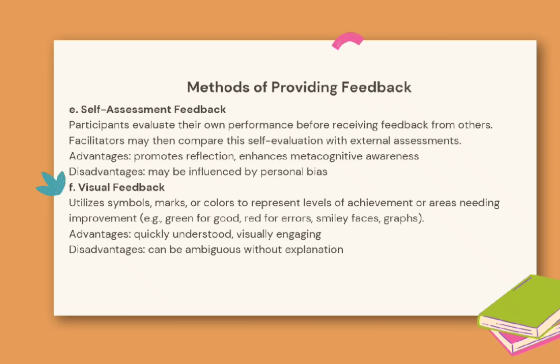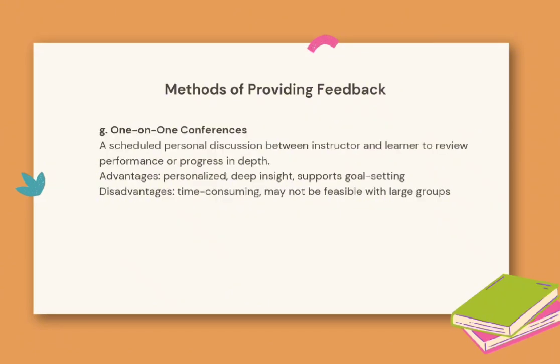Visual feedback utilizes symbols, marks, or colors to represent the level of achievement or areas needing improvement. Green, for example, for good, red for error, a smiley face, a grade. Advantage: quickly understood and visually engaging. Disadvantage: it can be ambiguous without explanation.